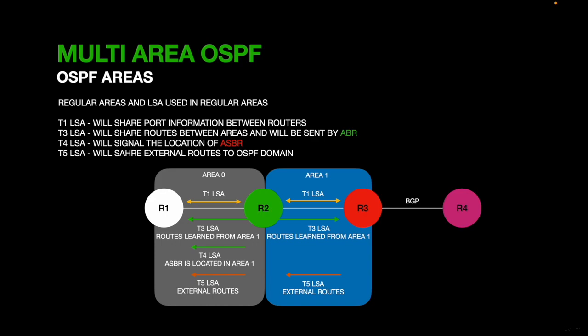Okay, so let's check some regular areas in OSPF. We'll have area 0 and area 1, and we'll have R2 as the ABR and R3 as an ASBR. So first of all, the routers will share between them the type 1 LSA. The router R2 will inform area 0 routers of the routes which it learned from area 1, and it will inform area 1 of the routes which were learned from area 0.